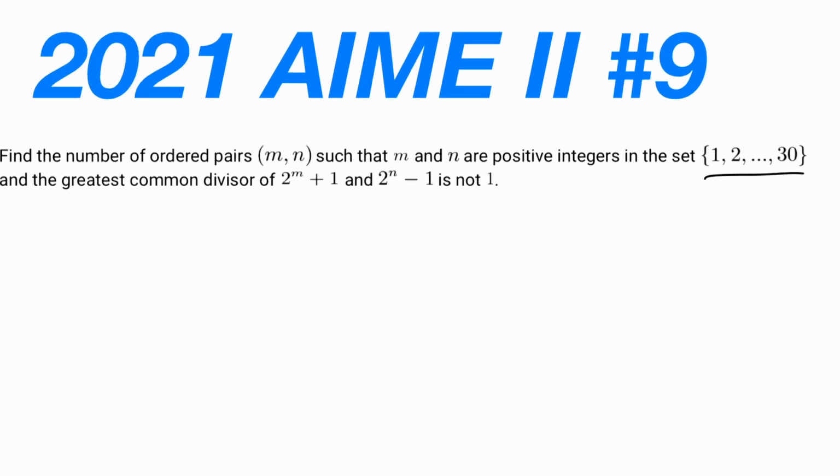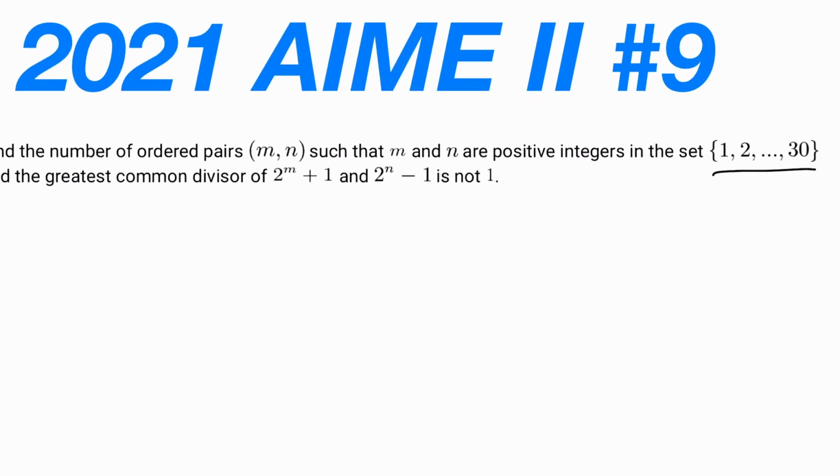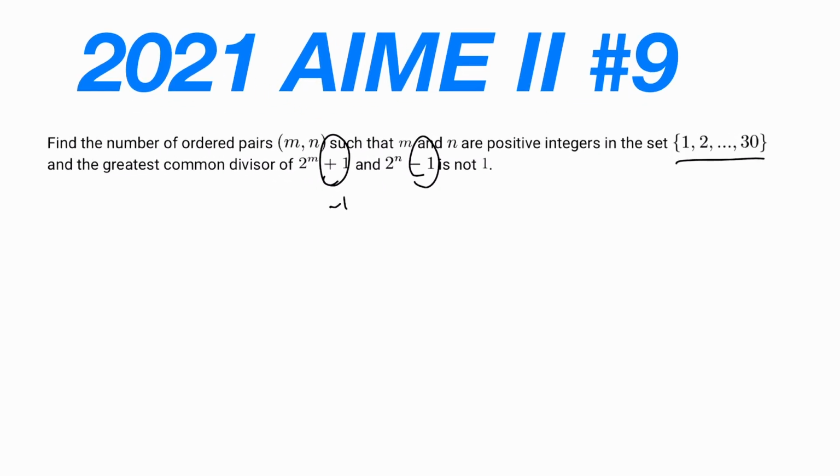So we start by looking at this. It's kind of annoying that one side is plus 1 and the other side is minus 1, because we can't really tell which side is bigger, or how to find the greatest common divisor. It will be a lot nicer if we have minus 1 on both sides, right? So that leads us to difference of squares.